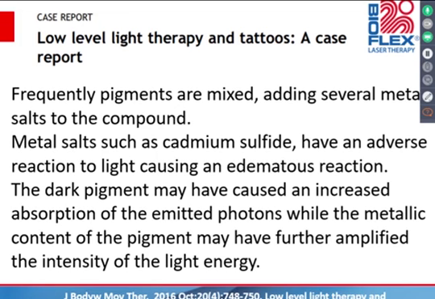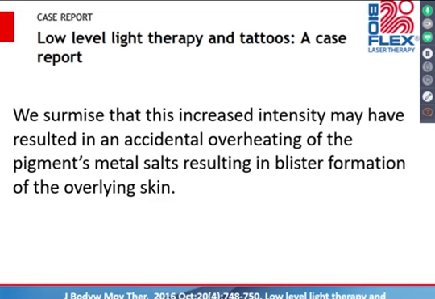So the dark pigment may have caused an increased absorption of emitted photons, while the metallic content of the pigment may have further amplified the intensity of light energy. So the authors surmise that this increased intensity may have resulted in an accidental overheating of the pigment's metal salts, resulting in blister formation of the overlying skin. So the takeaway lesson here is be careful when using the laser probe directly over a tattoo, especially dark ink. Make sure that if you treat around that area, you're not treating directly over that dark ink.